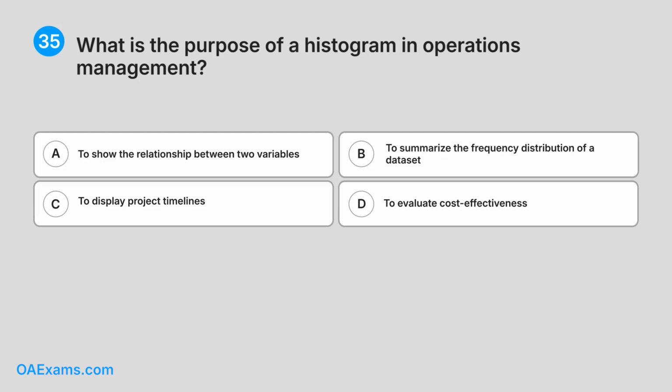35. What is the purpose of a histogram in operations management? A. To show the relationship between two variables. B. To summarize the frequency distribution of a dataset. C. To display project timelines. D. To evaluate cost effectiveness. Do you know the answer?